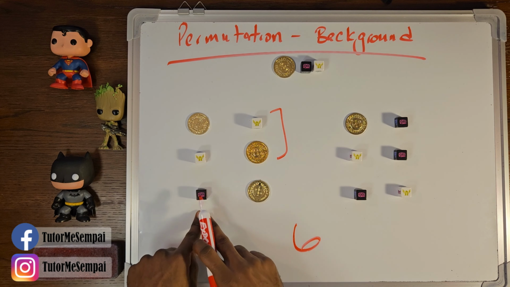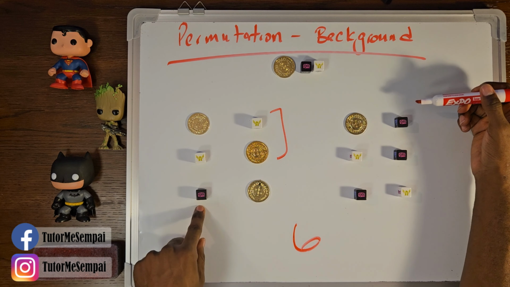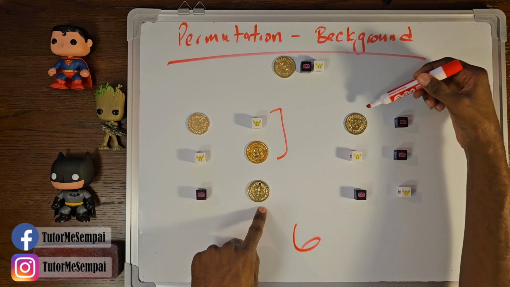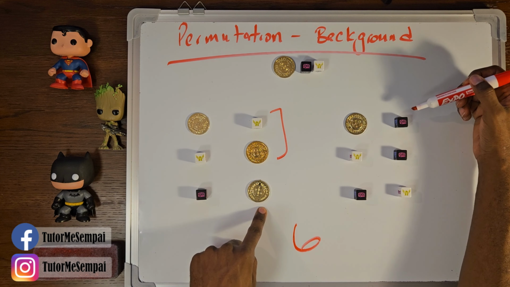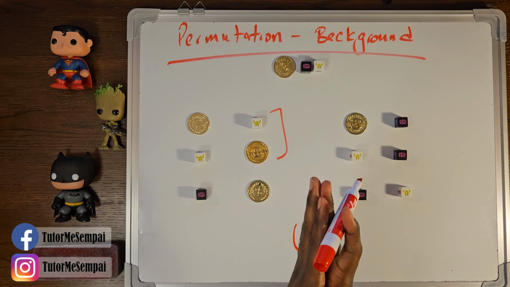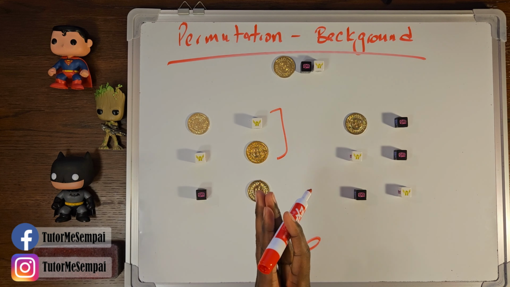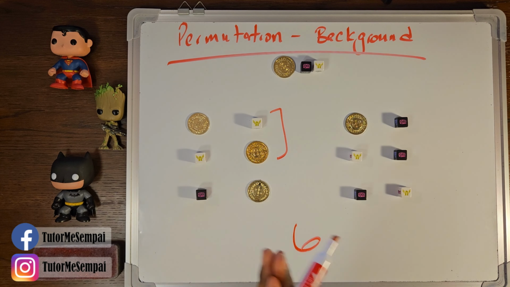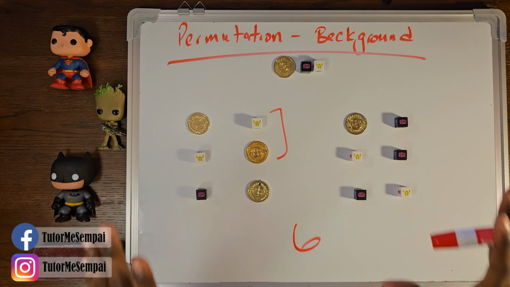Same thing for the black die and the coin. You see, black die first, coin second. Coin first, black die second. 2 distinct orderings. It's important that you get that because we're going to revisit this when we talk about combinations later. For permutations, ordering matters.